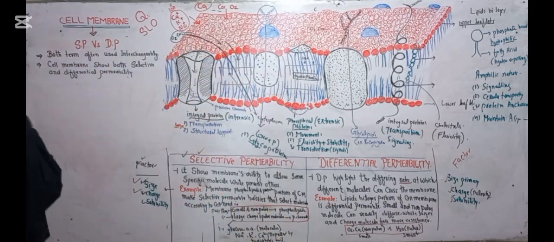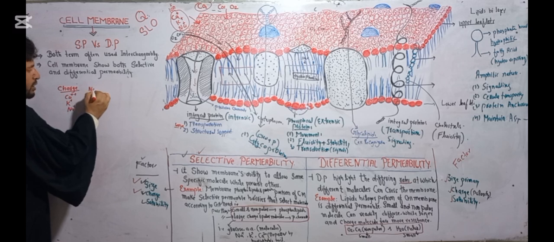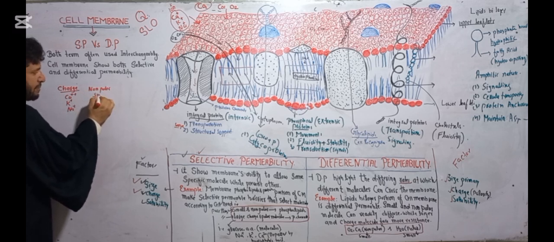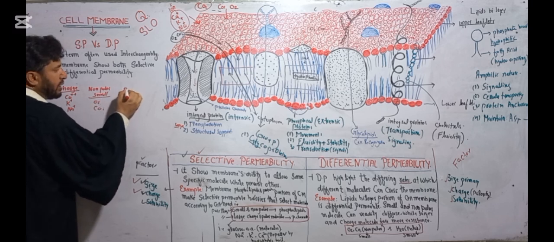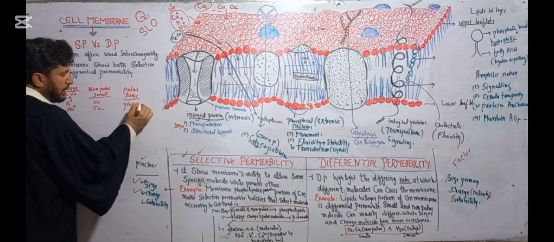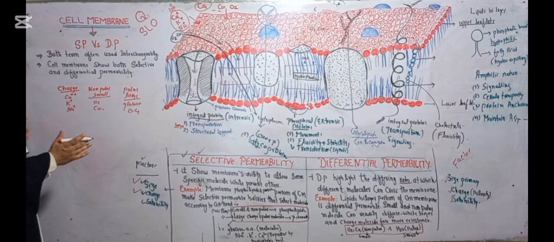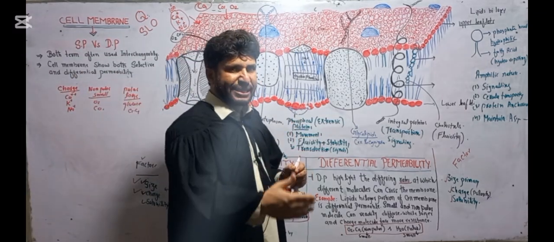How? For example, let's take three types of molecules: chargeable ions like calcium, potassium and sodium, as well as non-polar small molecules like oxygen and carbon dioxide, and polar and large molecules like glucose and amino acids. Suppose these molecules want to enter the cell and cross the cell membrane.